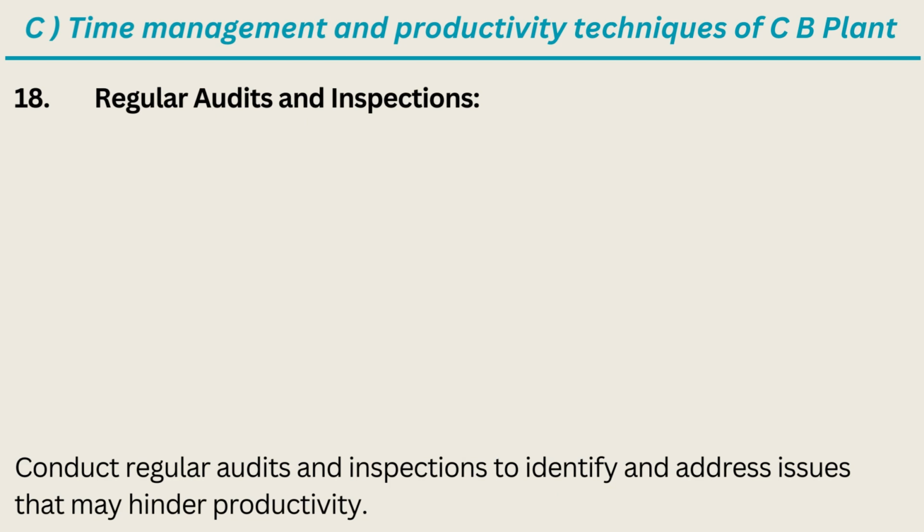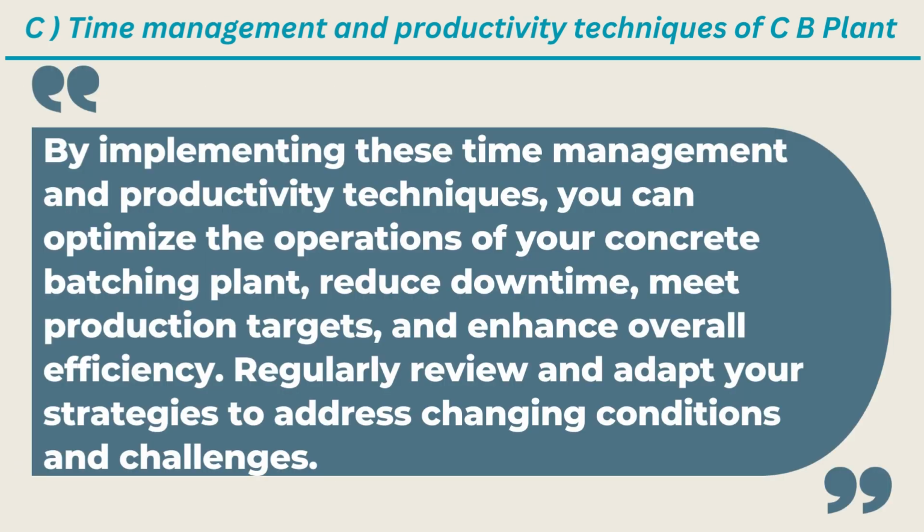18. Regular audits and inspections. Conduct regular audits and inspections to identify and address issues that may hinder productivity. By implementing these time management and productivity techniques, you can optimize the operations of your concrete batching plant, reduce downtime, meet production targets, and enhance overall efficiency. Regularly review and adapt your strategies to address changing conditions and challenges.